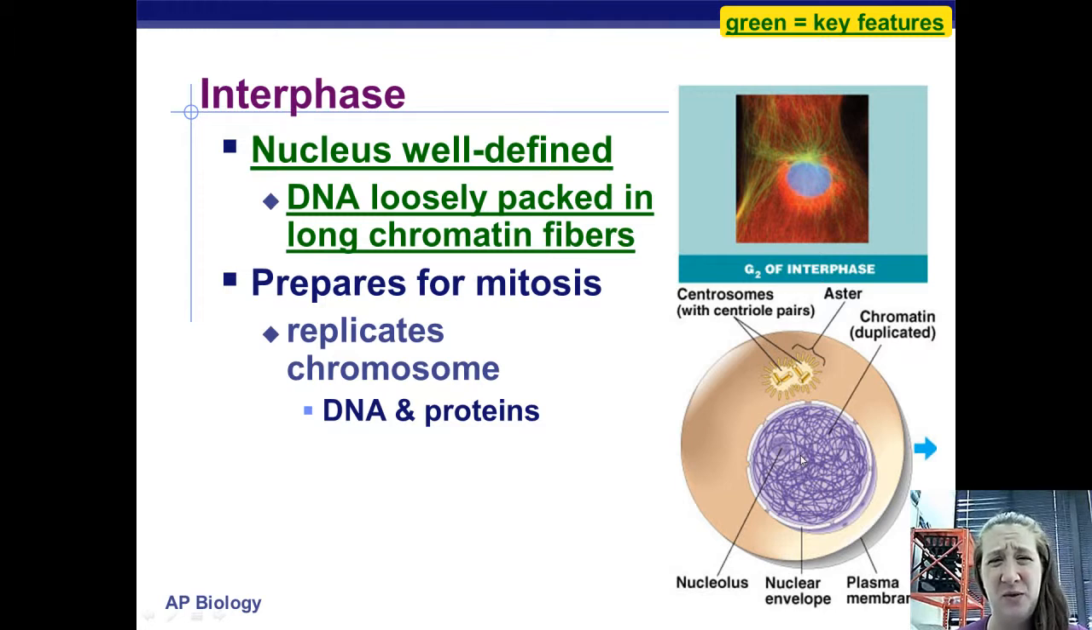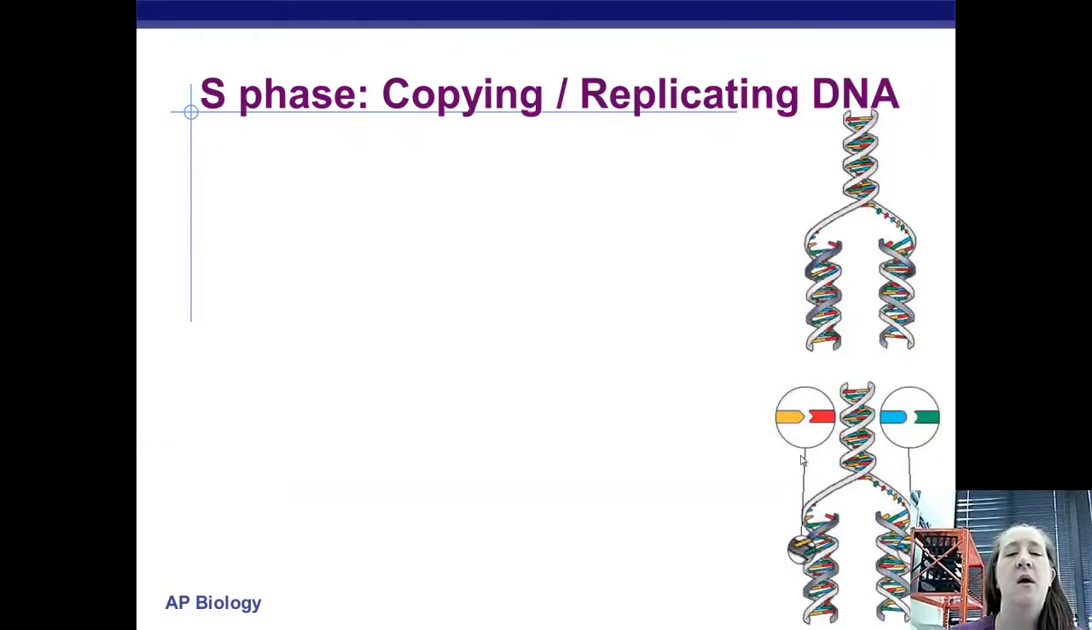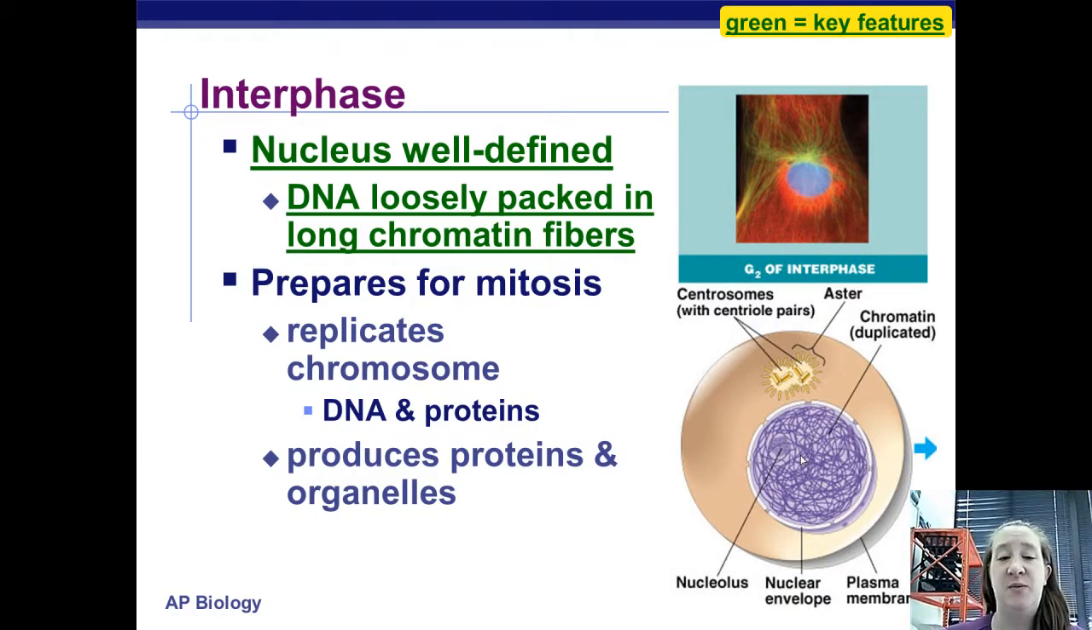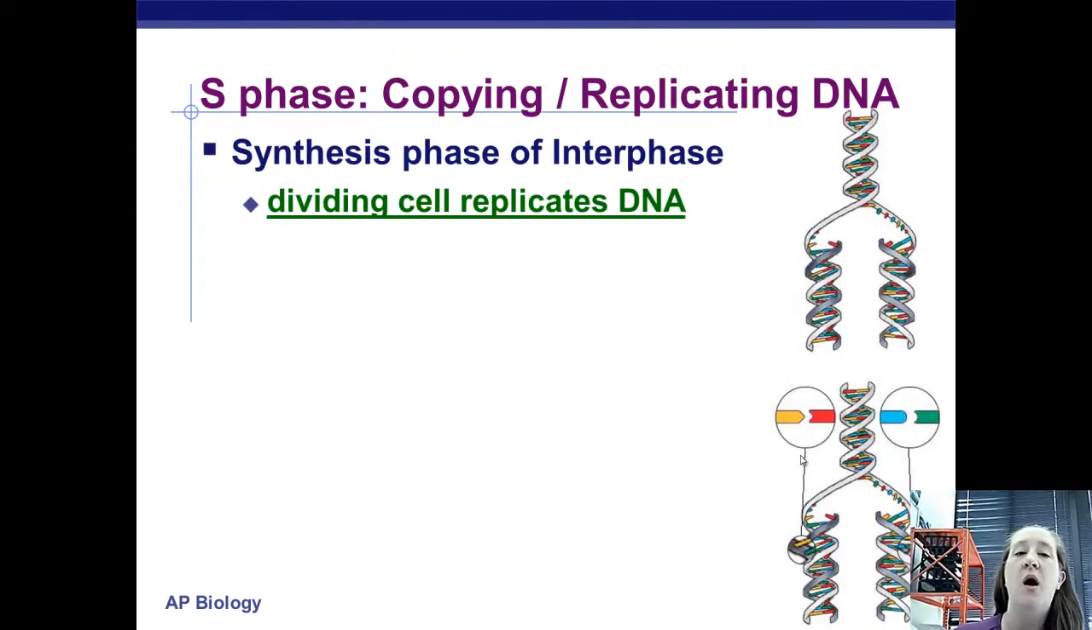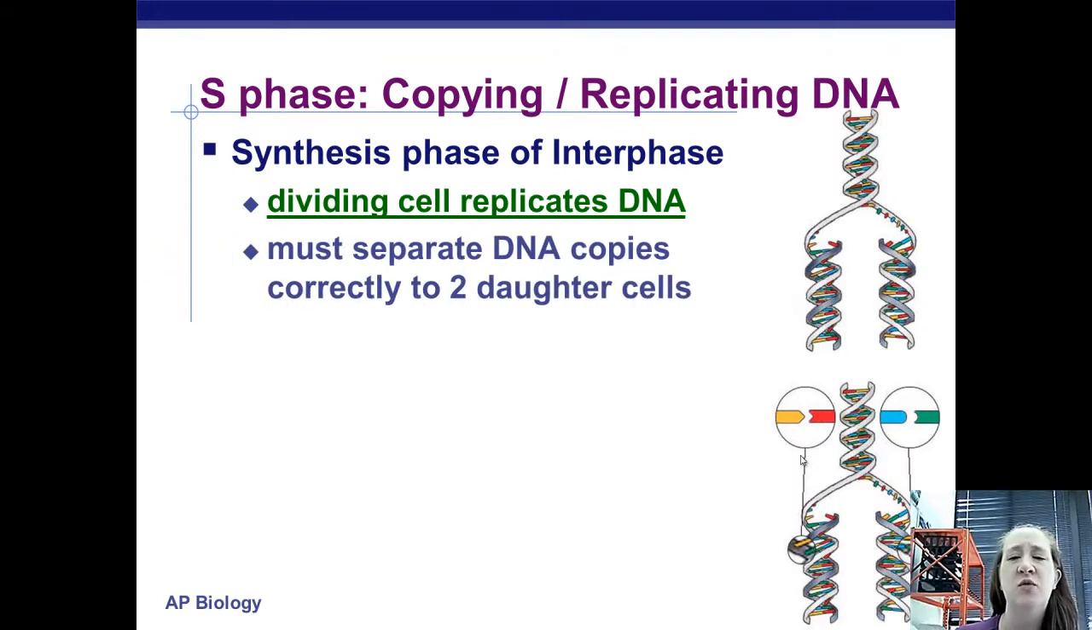With a regular light microscope, you wouldn't be able to tell the difference between before DNA replication and after. But also, as the cell is preparing for mitosis, it's going to make more copies of organelles to make sure everything is ready to go. So we'll talk some more specifically about replication of DNA when we get to the DNA unit second semester.